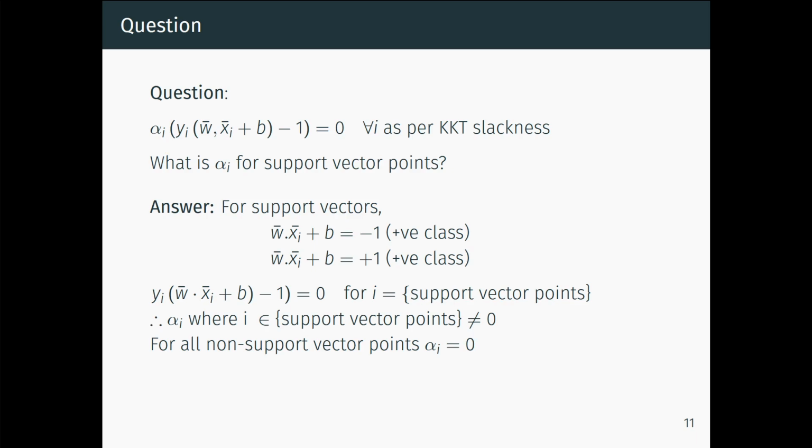That's an important thing to remember. This will turn out to be an advantage of the dual formulation, that we'll need to look through a really small set of points while making predictions. So the important takeaway is: for all the support vector points, alpha i is non-zero, and for all the non-support vector points, alpha i will be 0.